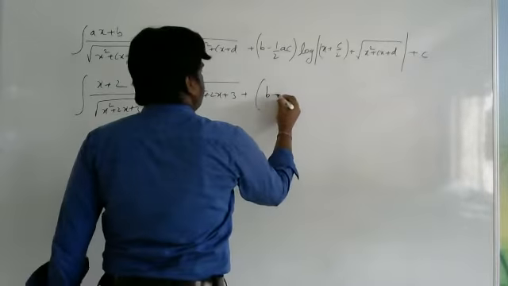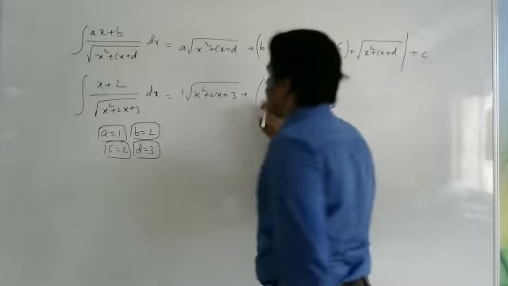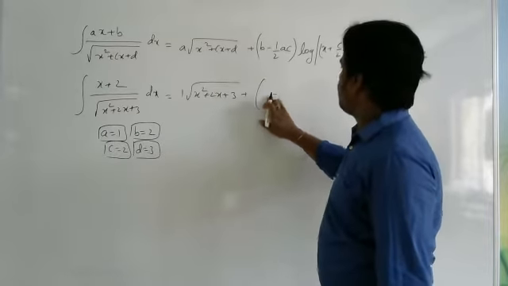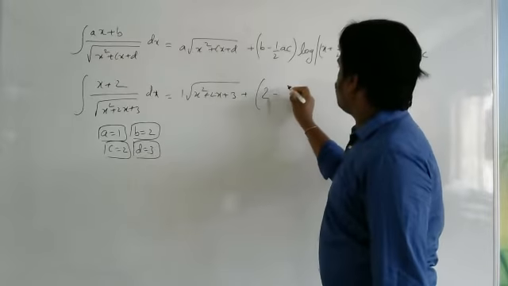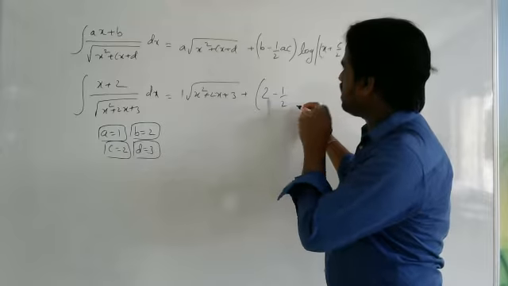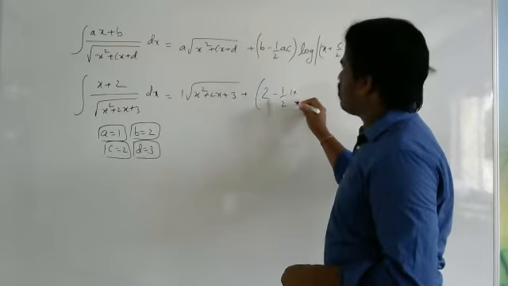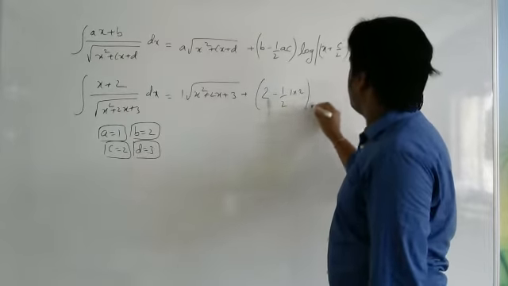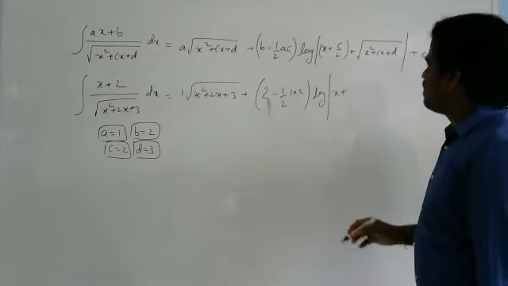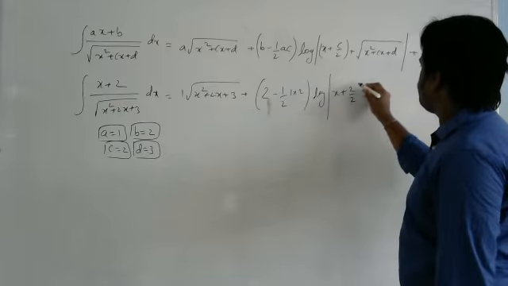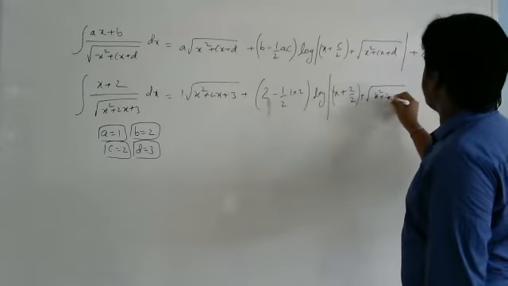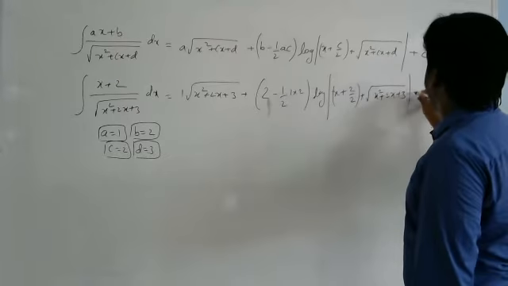plus b. What is b here? b is 2. 2 minus half into a. What is a? a is 1, into c. c is 2. Log mod x plus c by 2, c means 2, so 2 divided by 2, plus under root of x square plus 2x plus 3, plus c.